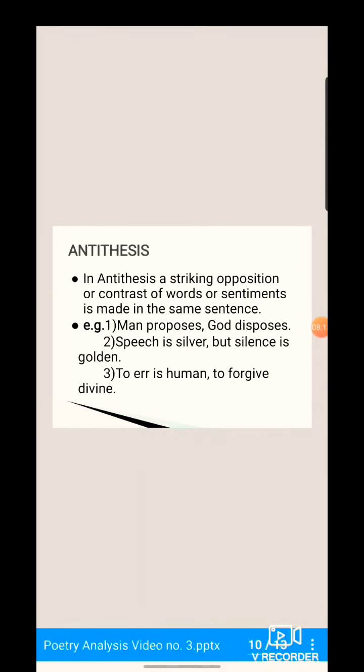Antithesis. In antithesis, a striking opposition or contrast of words or sentiments is made in the same sentence. It is an arrangement of words or phrases designed to stress contrasts or opposites. For example, "Man proposes, God disposes." "Speech is silver, but silence is golden." "To err is human, to forgive divine."